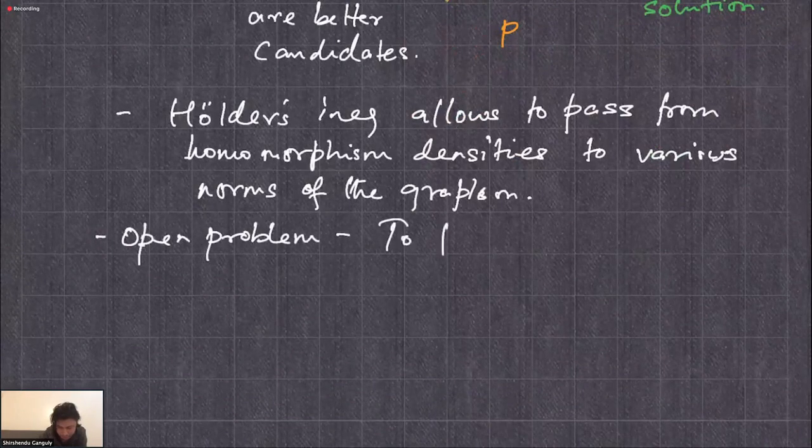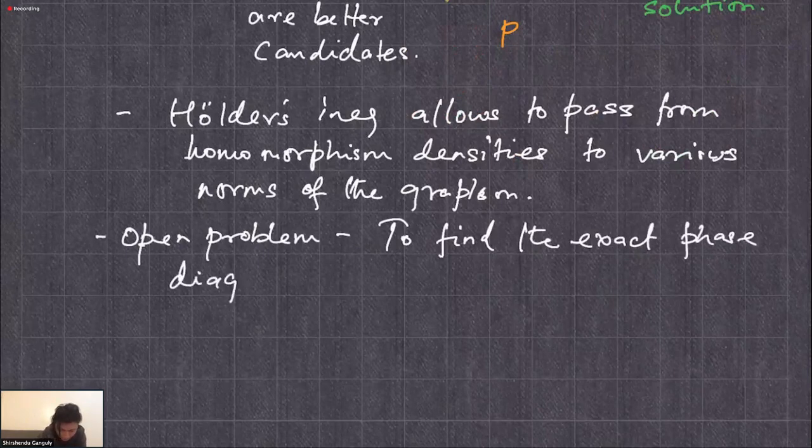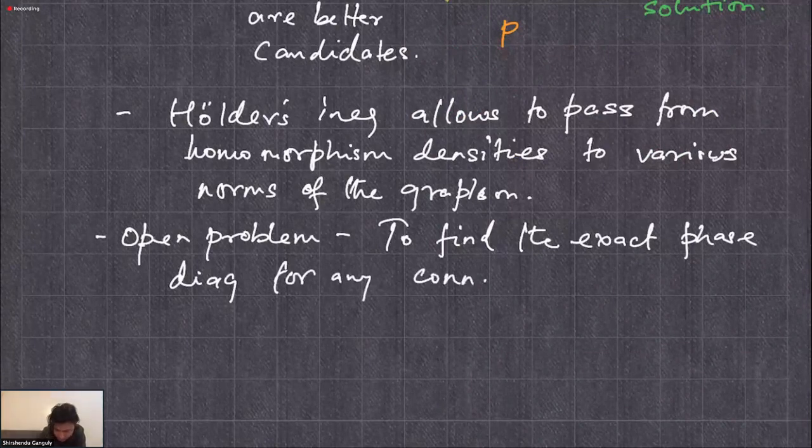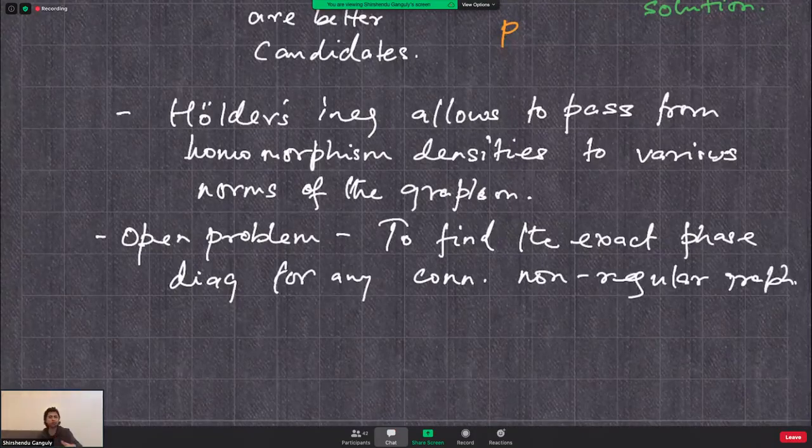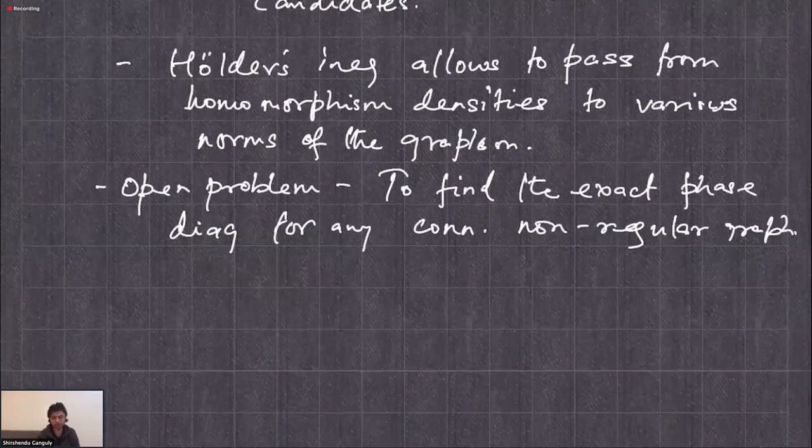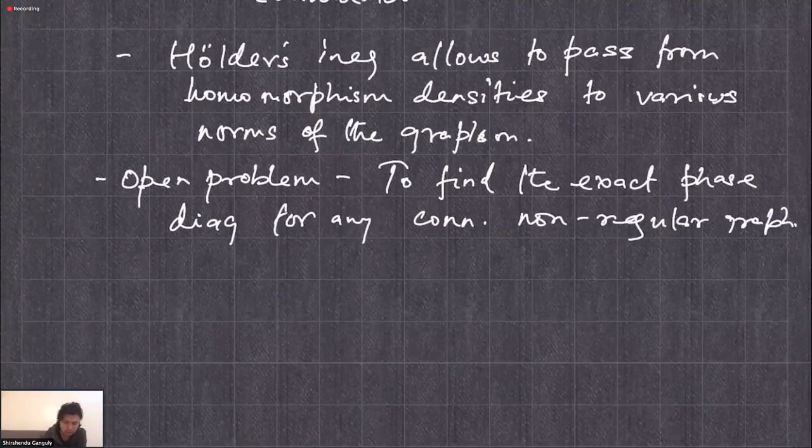It's an open problem to find the exact phase diagram for any connected non-regular graph. The bound that Hölder's inequality gives will only depend on the max degree, and that's not sharp for non-regular graphs. I just want to comment that this is joint work with Bhaswar Bhattacharya.